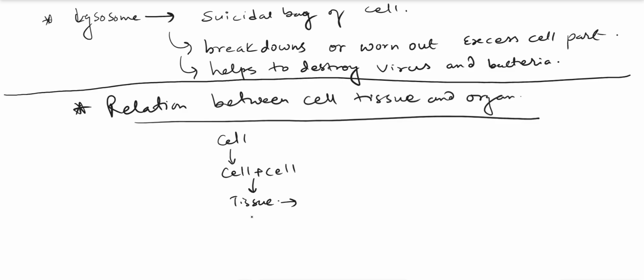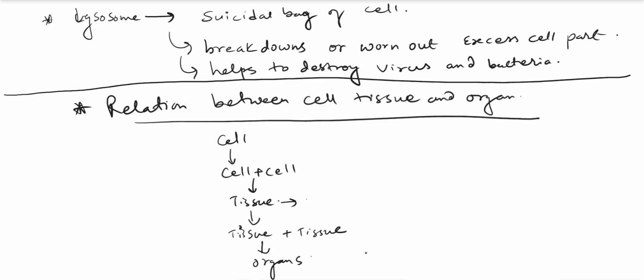Okay, and tissue when combined with another tissue will form organs. The organ is the collection of tissues and it forms a functional unit specialized to perform a particular function. Just for example, heart, kidney, lungs, etc. are examples of organs. Okay, skin is the biggest human body organ.